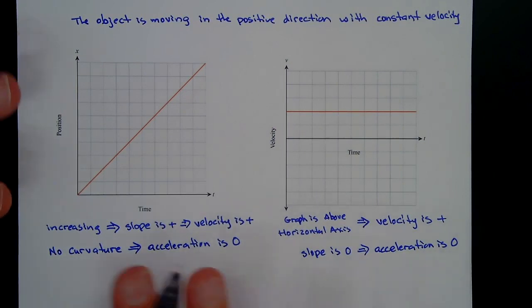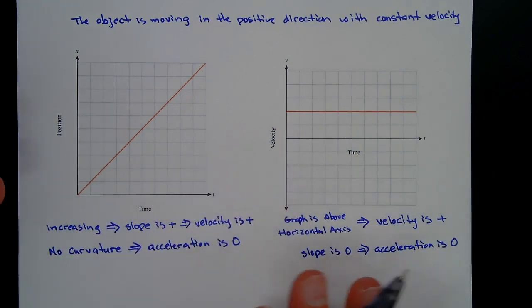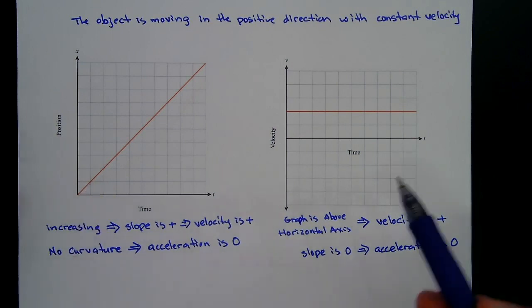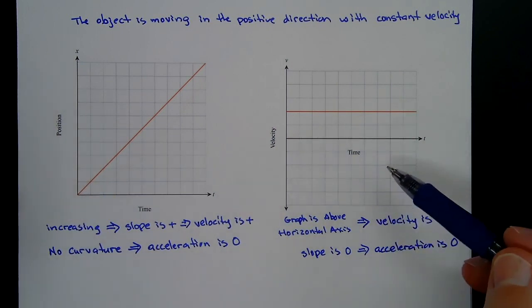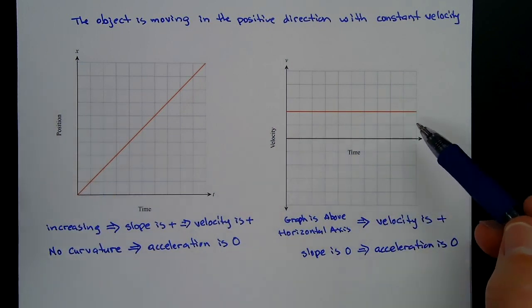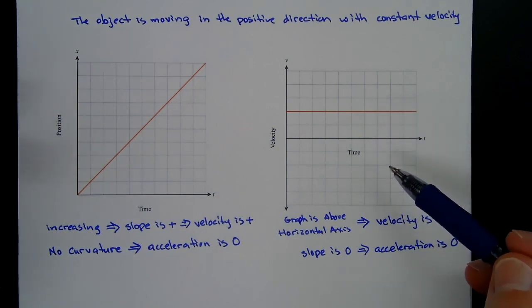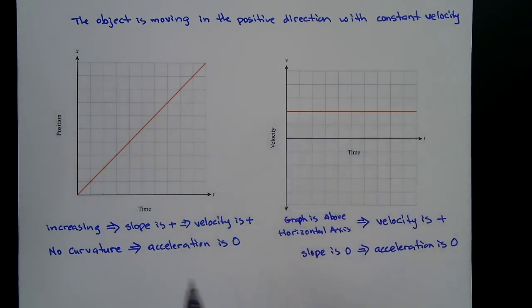But once again, they're describing the same motion, but 2 different ways, right? This is from the slope has given us velocity and the curvature gives us acceleration. Whereas on a velocity time graph, we're looking for where the graph is either above or below to determine the velocity sign of it. All right. And then to determine the acceleration, we're looking at the slope of it. Okay.